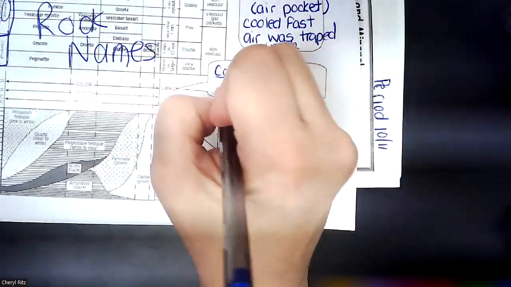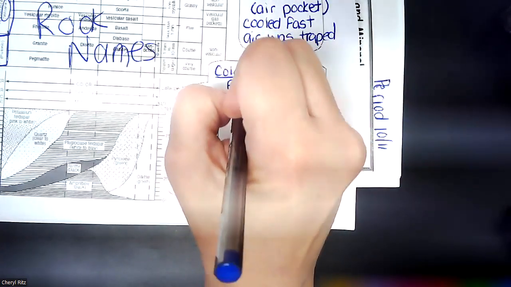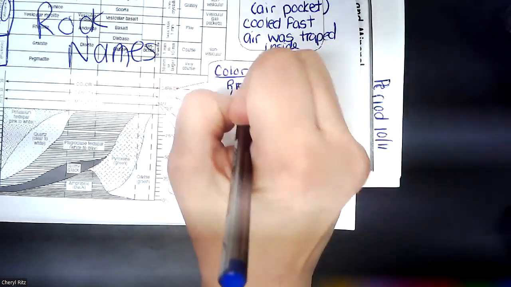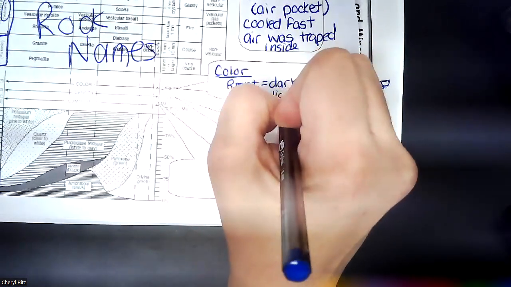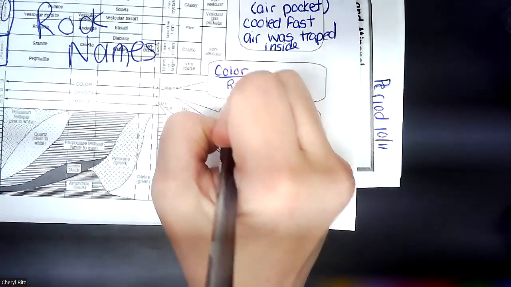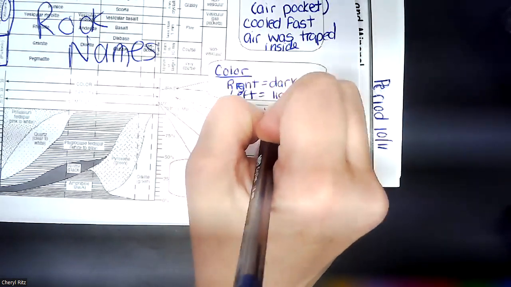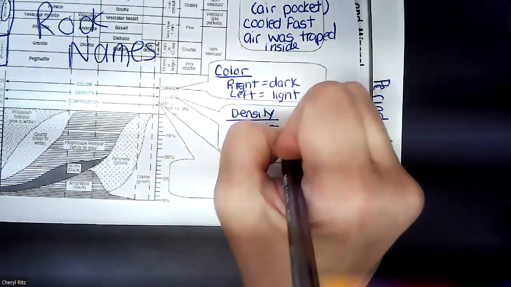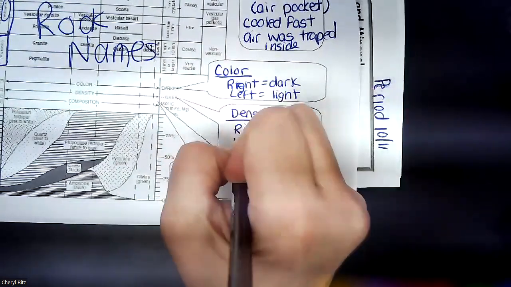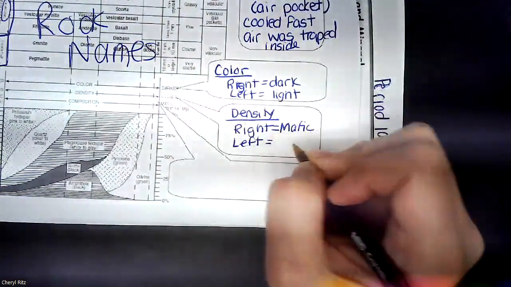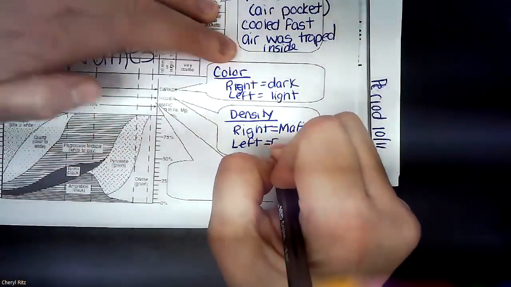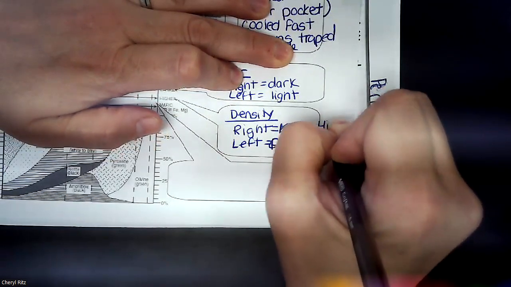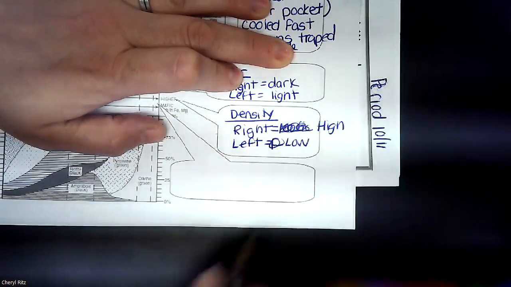So color, right equals dark, left equals light. Density, right equals mafic, left equals oh, not mafic, right? Sorry, I got ahead of myself. Right equals high density. Left equals low density.